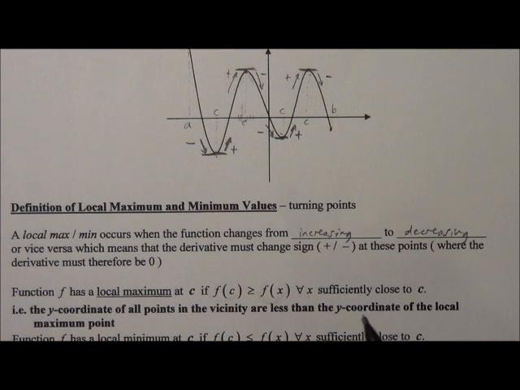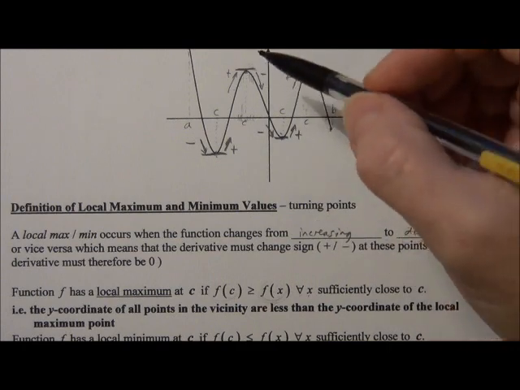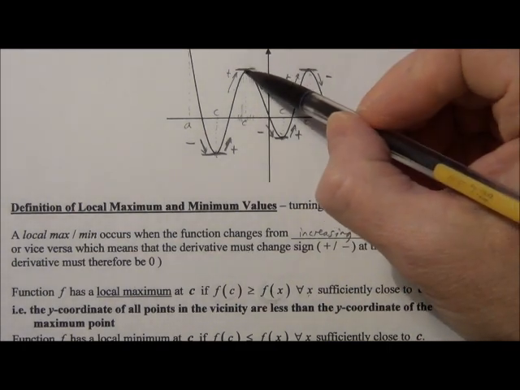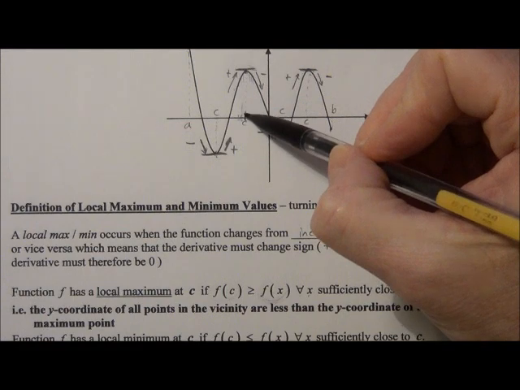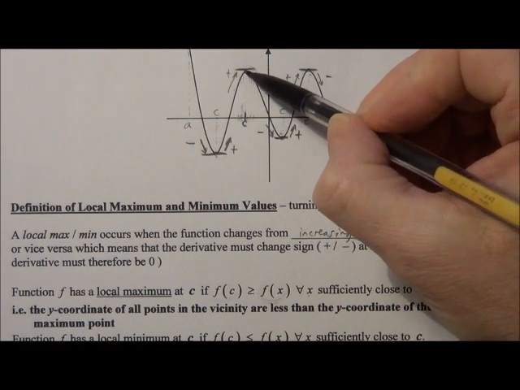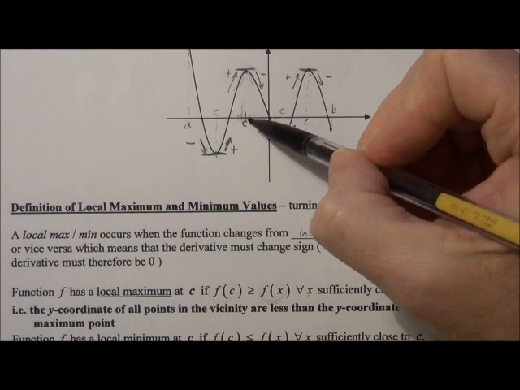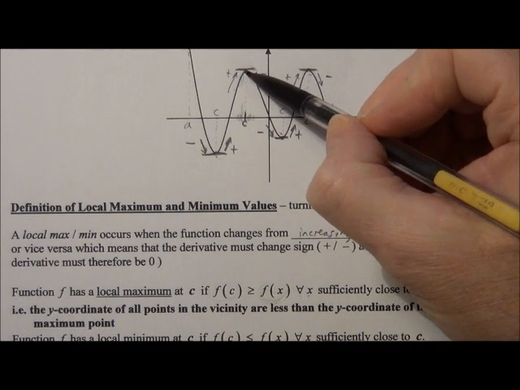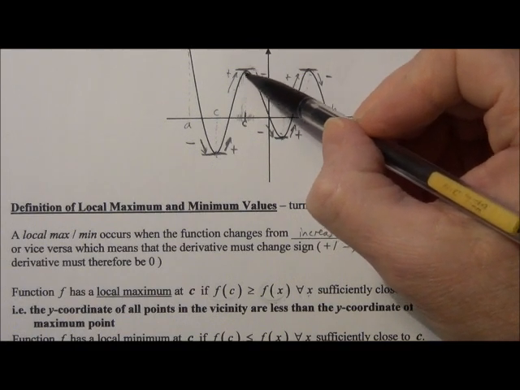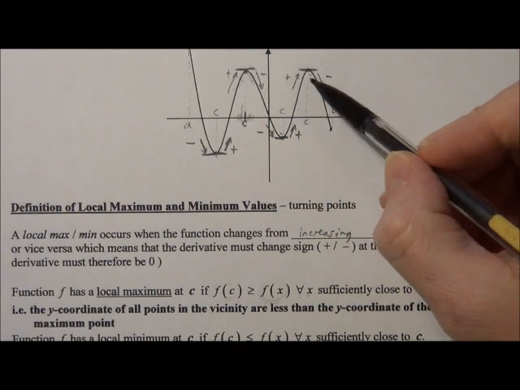So all the y values evaluated for all x values that are close to c are going to be less than the y value that's evaluated when the function is evaluated at the x value of c. So this y value here, evaluated at c, is greater than all the y values evaluated at x values close to c. Okay, so that's the maximum value of all y values in this general vicinity here. And the same thing would go for here.